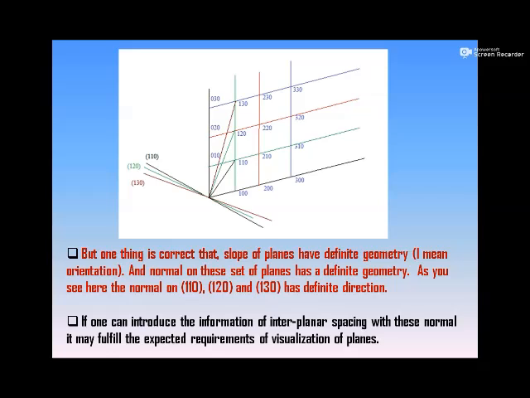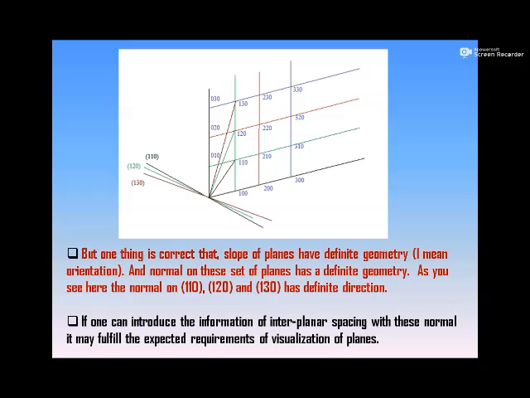But at the same time, a particular thing is associated with these planes, that if you draw a normal on the plane, so let us consider this 1 1 0 plane. Okay, this is the 1 1 0 plane. Now if there exist parallel planes of 1 1 0, and if you draw a normal, this normal has got a definite direction. So the normal can give a proper representation of a set of parallel planes if the information of interplanar spacing is introduced in that particular normal. Mind it.